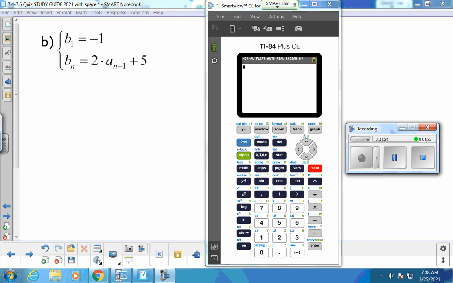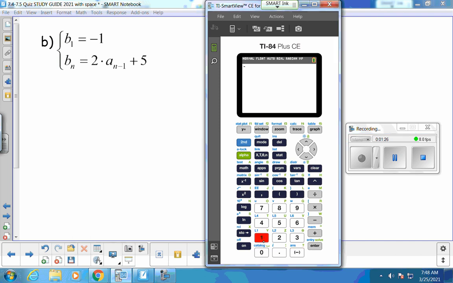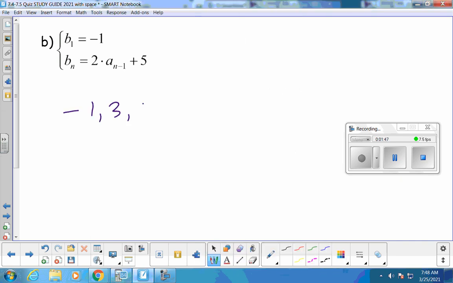Alright, so for the second one, I'm just going to type in -1, enter to start the sequence, and then multiply it by 2, plus 5, enter. So that's 2, 3, 4, and 5, and that's the first 5. Perfect. And I'm just going to write the answers on here, because we're going to save this on the internet at the end. So -1.